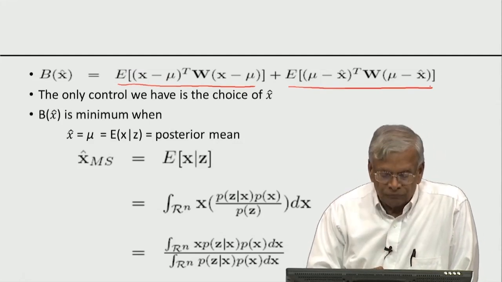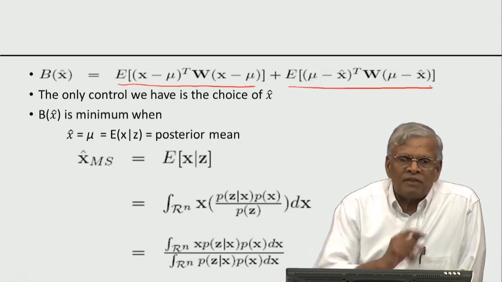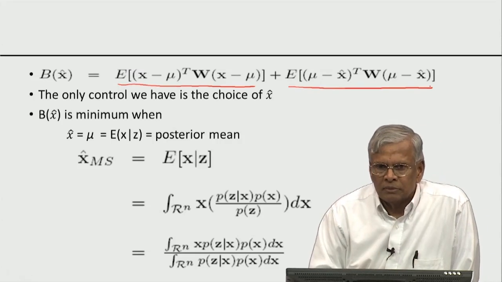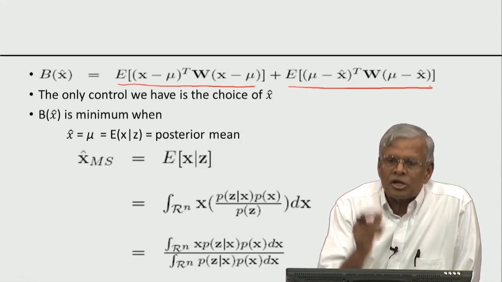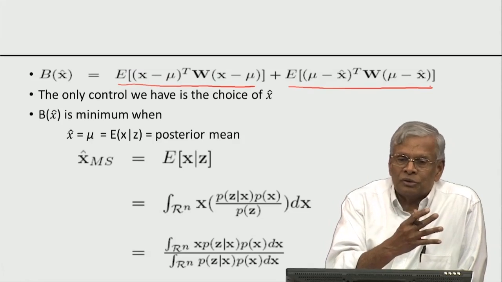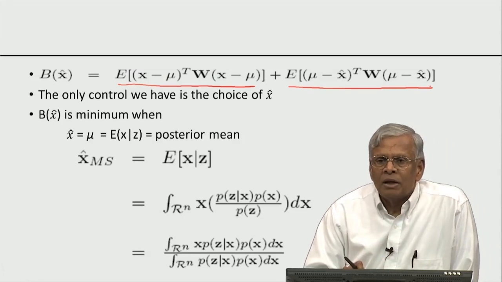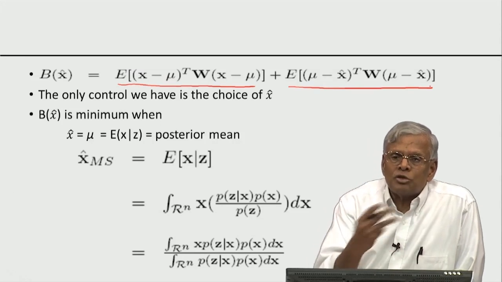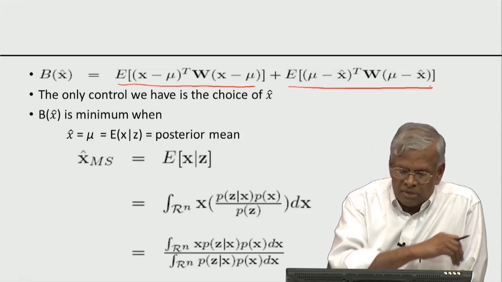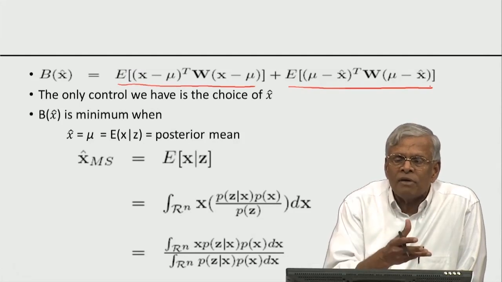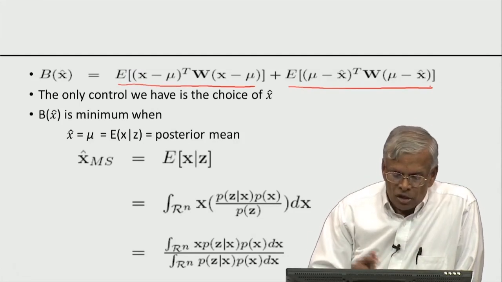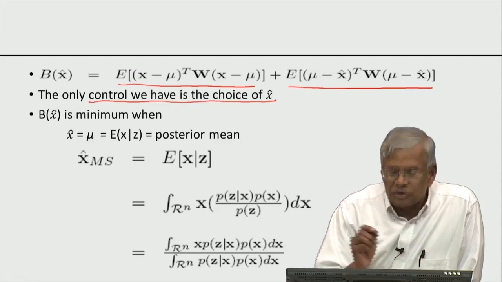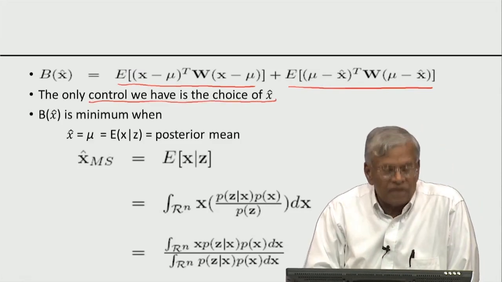Now please understand, I would like to be able to minimize B of x hat. To be able to minimize means I should have a free variable. The only free variable I have is, z is given to you, x is unknown to you. So what is the only choice you have? Your only choice is the estimator phi. So once you choose an estimator, I get an estimate. So the only control you have is to change the estimate. So the control is the choice of x hat.